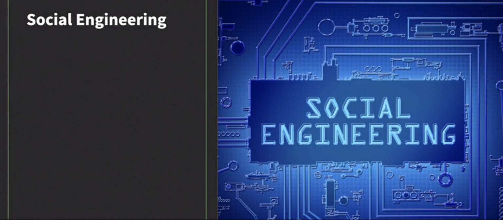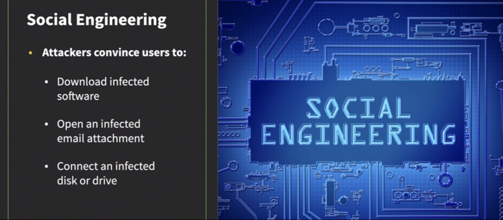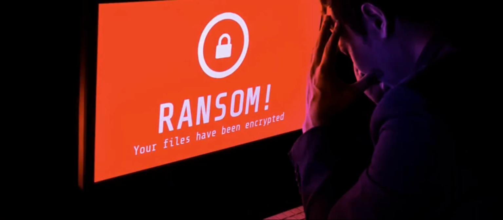The second most common way that systems get infected with malware is users falling prey to social engineering. This happens when attackers successfully convince a user to download infected software, open an infected email attachment, or connect an infected disk or drive. The system still needs to be vulnerable to the malware that the user introduces for it to work, though. Now let's look at ransomware.